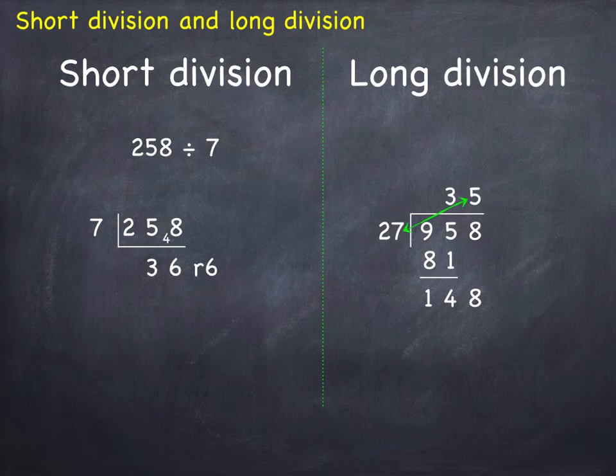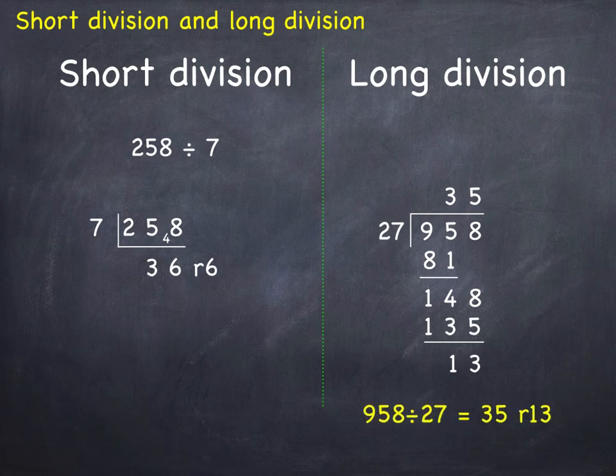Multiply these two numbers. 5 times 27 is 135. Subtract these two numbers, and my final remainder is 13. So there's the answer. Using long division, 958 divided by 27 is 35, remainder 13.